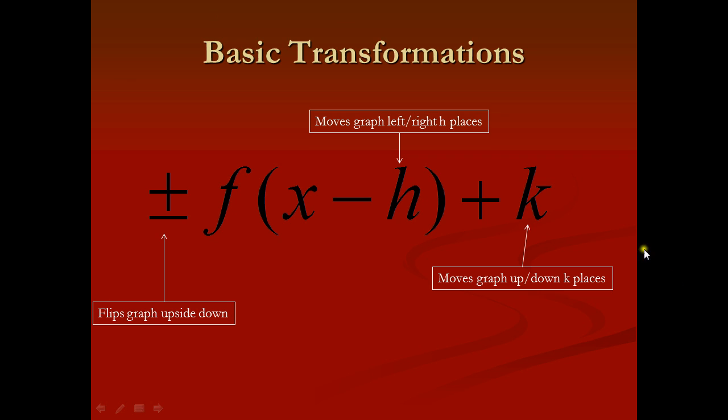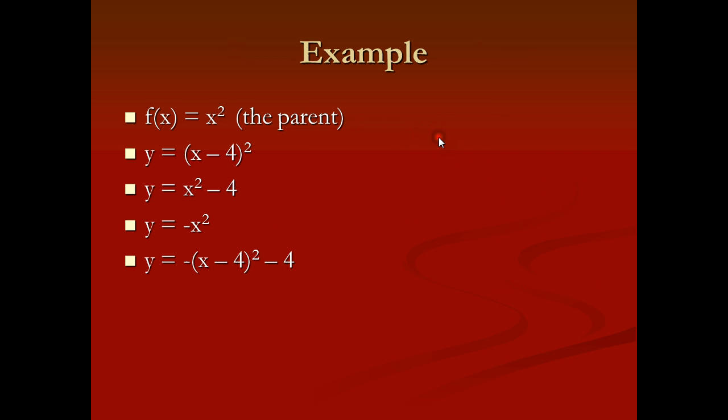And nothing we're really doing is going to change the shape from the parent. It might flip it upside down. We might move it to the left or right. We might move it up or down, but the basic shape of the graph will remain the same. That's the whole advantage of looking at graphing from this point of view. Once you know what the original simplest graph looks like, we're just moving it around. Let's kind of look at that.